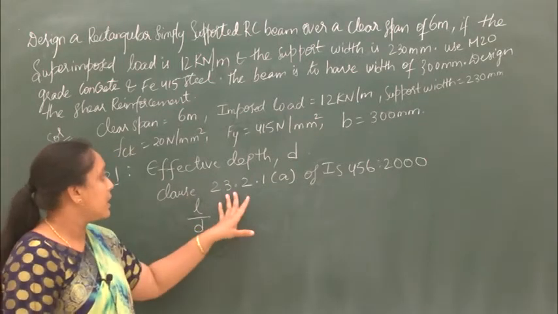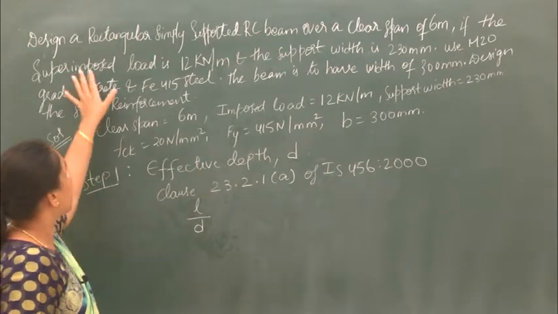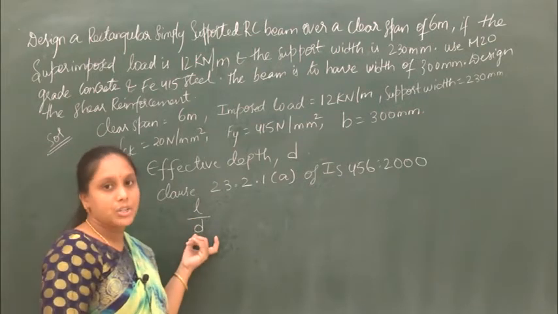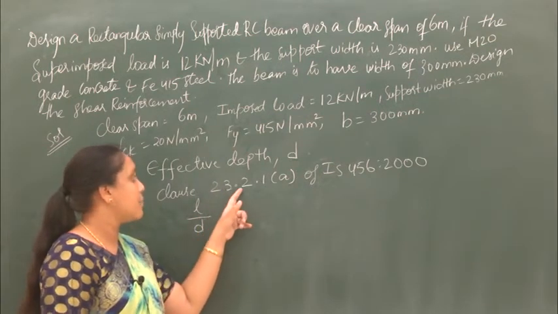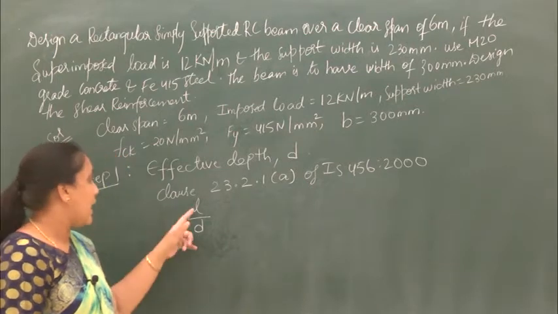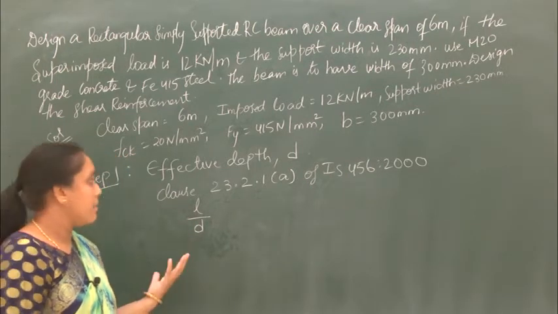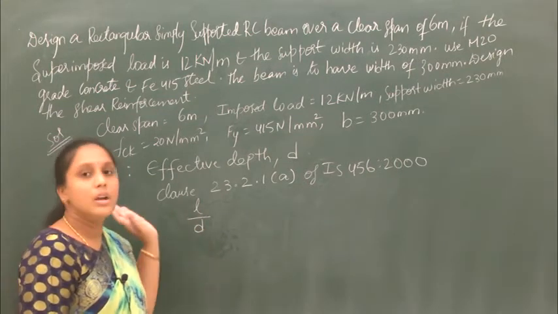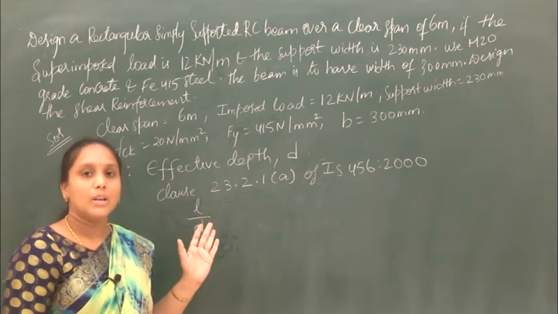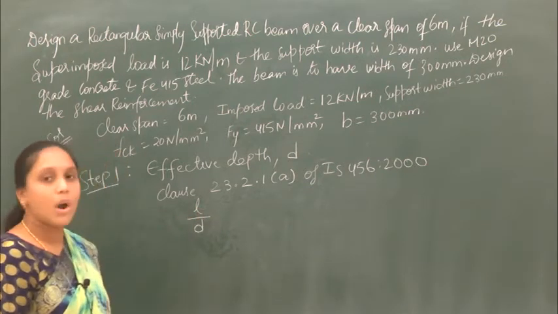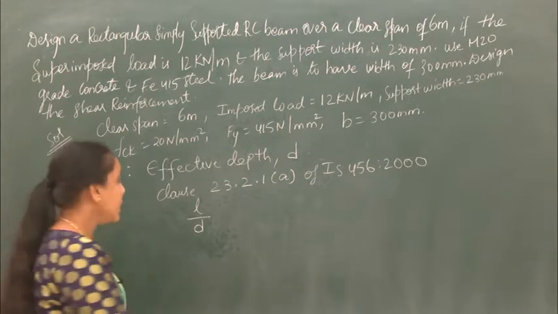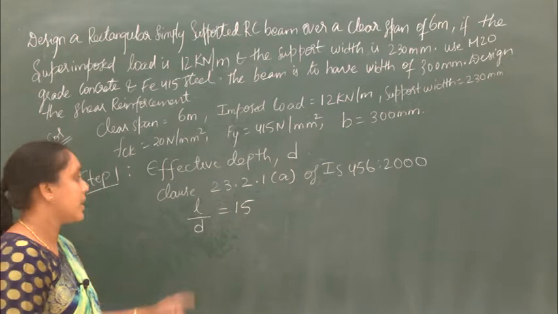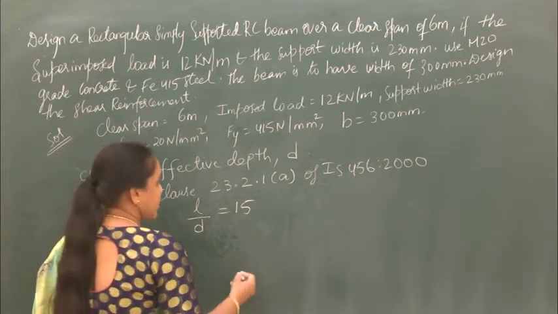So here I am taking, as it is a simply supported RC beam, the L by D ratio mentioned in 23.2.1a, and the L by D ratio can be taken up to 20. That is, the L by D ratio can be taken up to a value of 20. So here what I am doing is, I am considering the L by D ratio as 15. So from this what I can get?